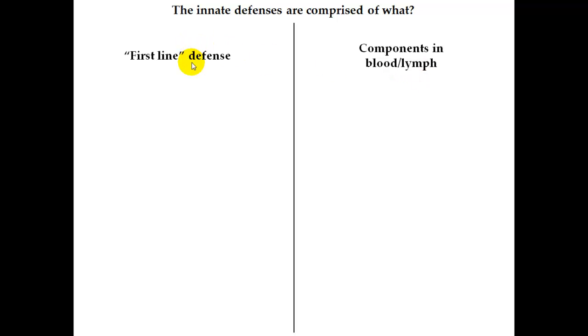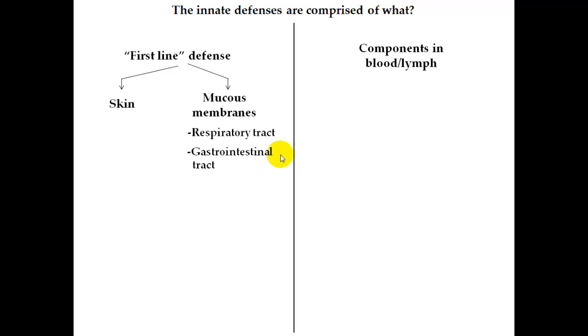So you have our first line of defense, and if for some reason our first line of defense is breached, that's okay, right? Because we have innate immune defenses that are also found inside in the blood and the lymph. If you're considering our first line defenders, that's basically two things. It's the skin and the mucous membranes. And when you're talking about mucous membranes, you find these things lining different tracts in the body. So for example, there are mucous membranes that line the respiratory tract, there are some that line the gastrointestinal tract, and there are mucous membranes that line the genitourinary tract.